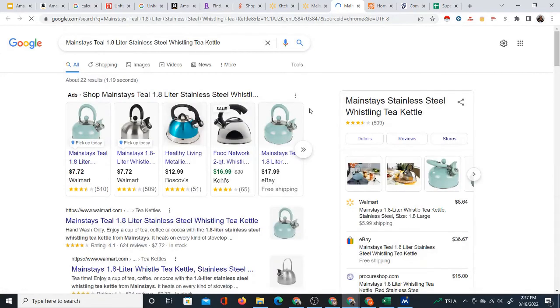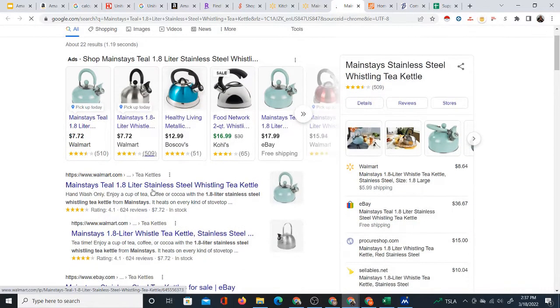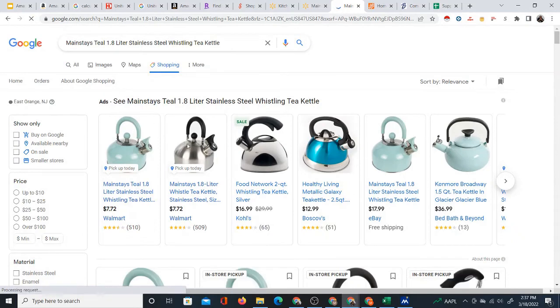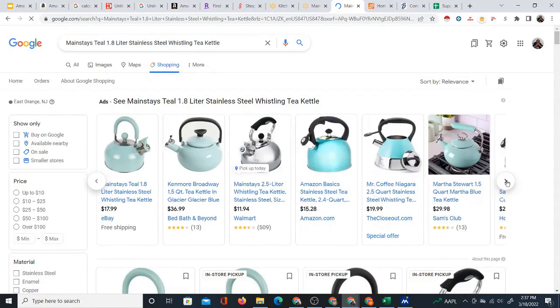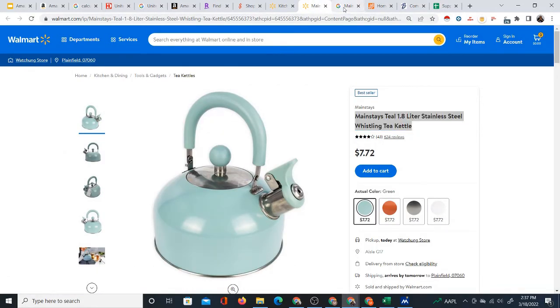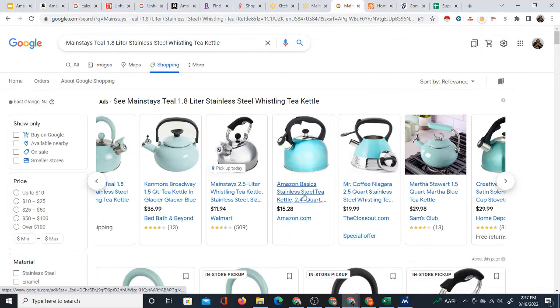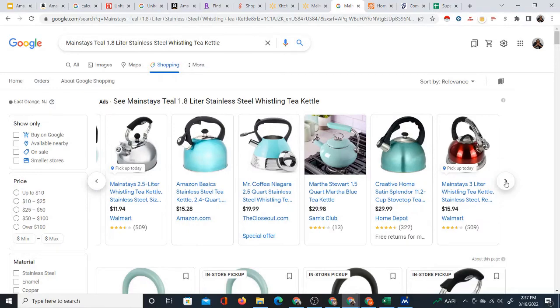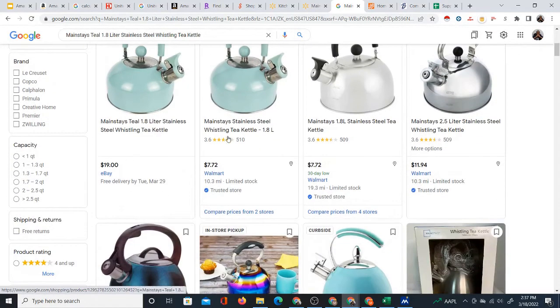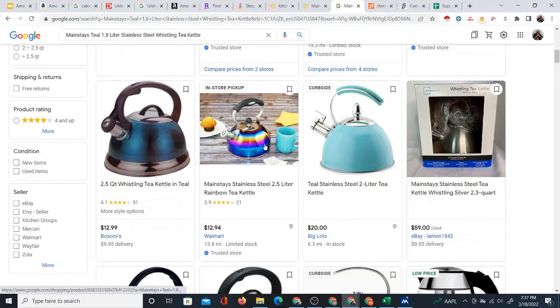Alright, and it should come up at Walmart, but it might potentially also come up at Amazon. I can scroll down to see if it's on Amazon. I could click on the shopping tab as well, see if it shows up. And this looks similar, right? But is it the same product? Let's see, Mainstays Teal, right? Let's remember the name. This is an Amazon Basics brand, which is similar. Alright, so I don't know. So far, haven't seen it on Amazon. I see it on eBay, Walmart, which is where I am already.